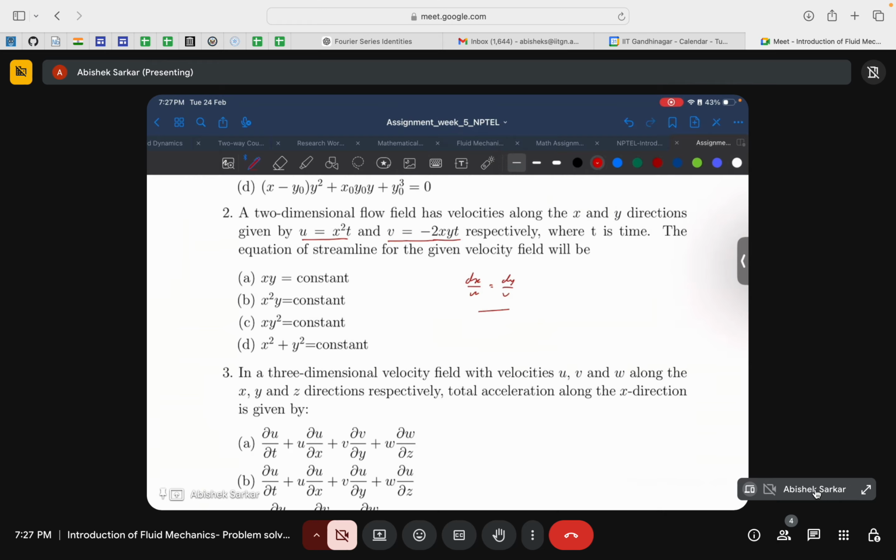Okay, it seems that time will get cancelled out from both the terms, so you'll only be left with x and y. It is very simple actually. Just try it out. I'll give you say 3 more minutes. Try it out and let me know the answer. Do the integration and let me know the answer.